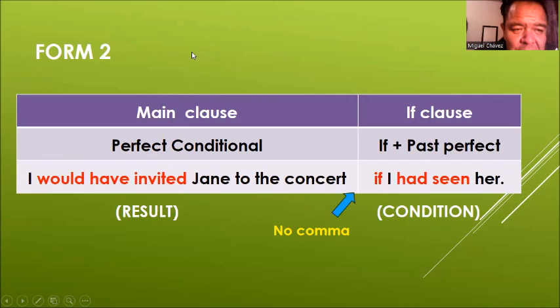We have a second form for these conditional sentences. First, we can mention the main clause and then the if clause. It means we are going to say first the result and then the condition or situation. If we use this form, we don't need to write a comma between them because it represents only one sentence. I would have invited Jane to the concert if I had seen her.